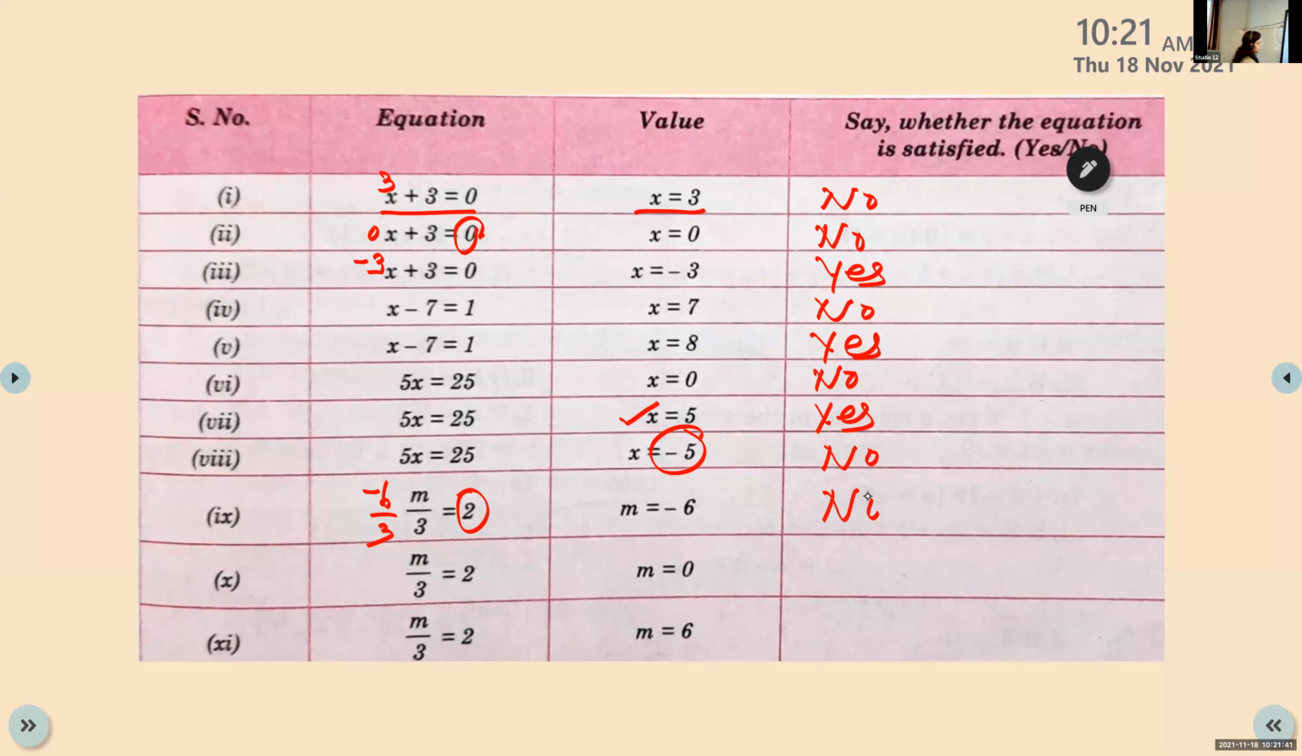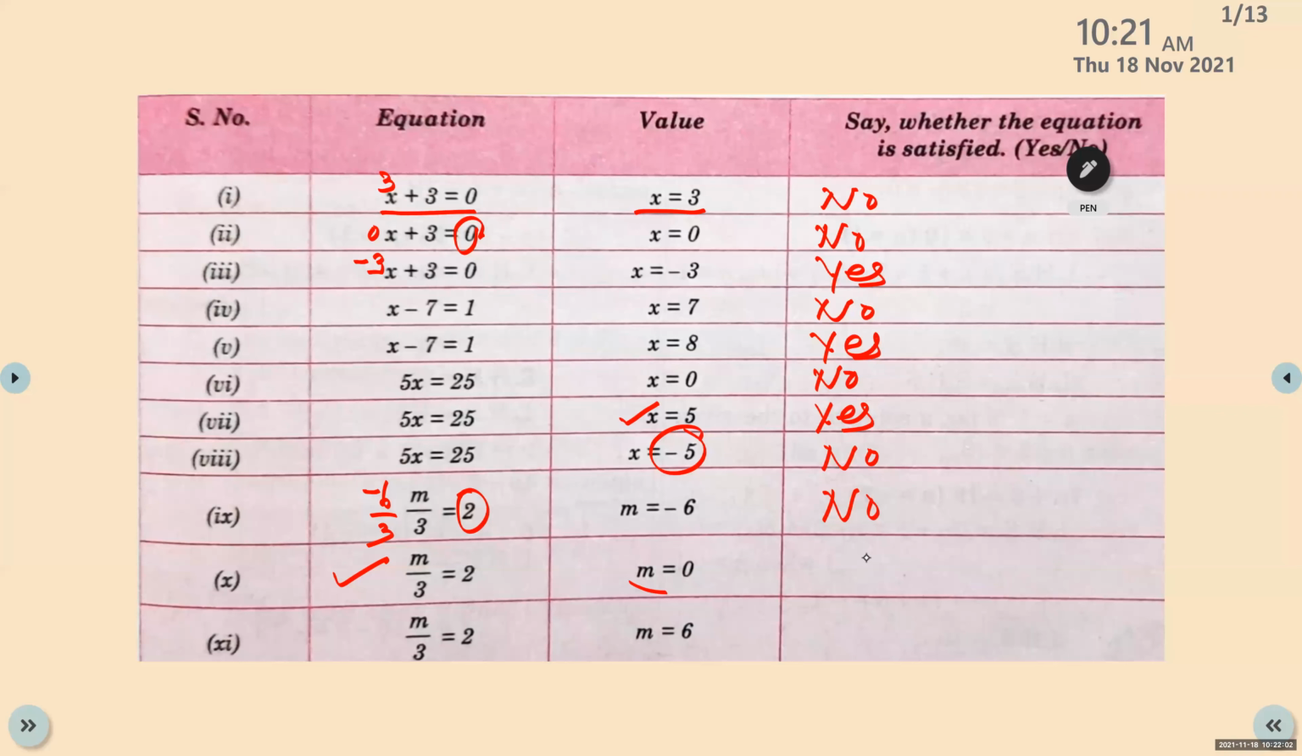Yes, Priyadatta, next one. Ma'am, that is wrong. Because in the place of m, if we put 0, 0 by 3 is 0, so we won't get the answer. So no. Isn't it? Yes. Now Abel Jofi, next one.